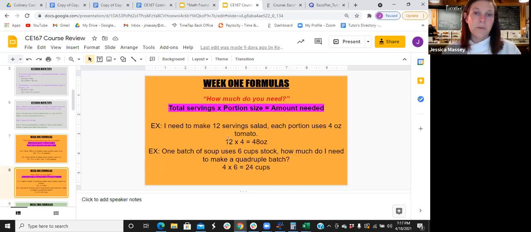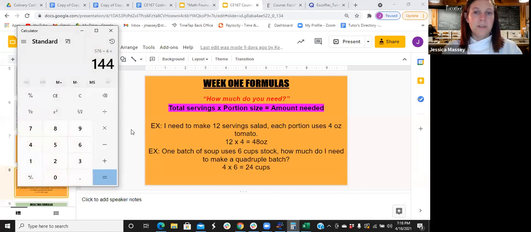Something to note, you won't see this here, but you might on your tests: always make sure you're answering in the right unit. This is in ounces, but it might say how many pounds of tomatoes do I need to order? So you always have to make sure you're answering the question in the right unit of measure, or cents or percents, in that appropriate spot. In this example, if we have 12 salads and each portion is 4 ounces, how much tomatoes would we need? You just do 12 times 4.